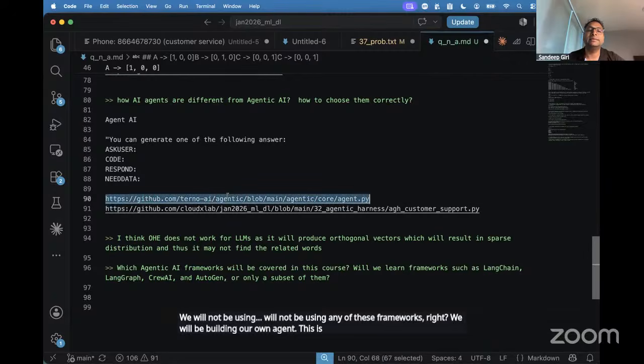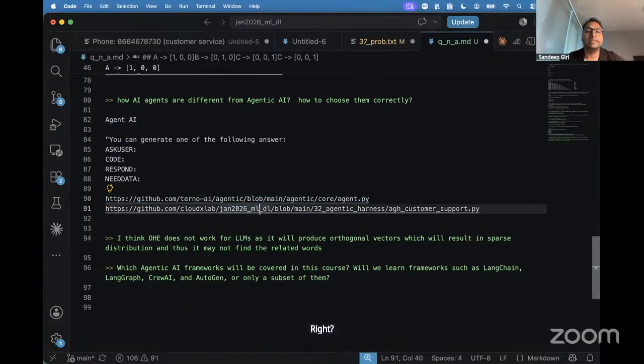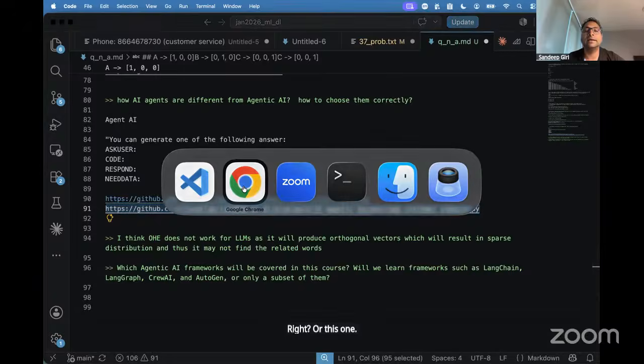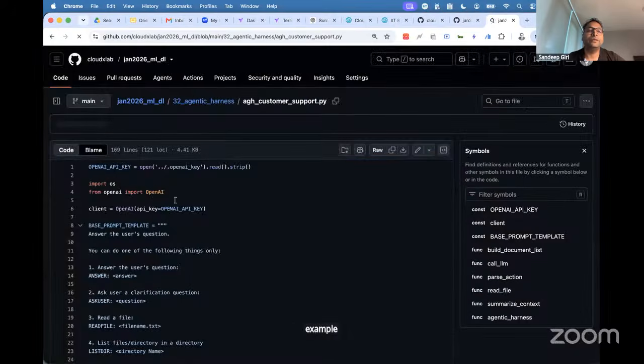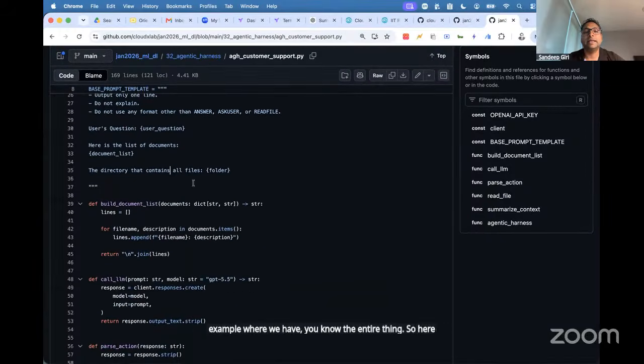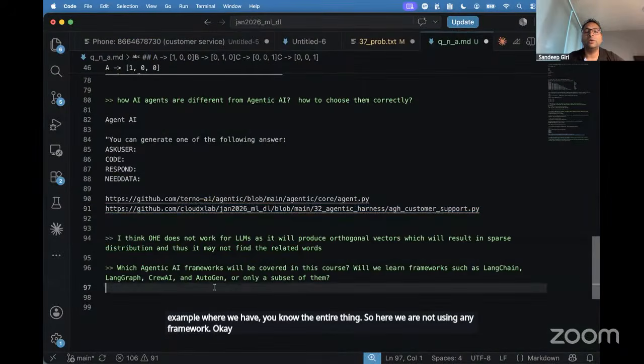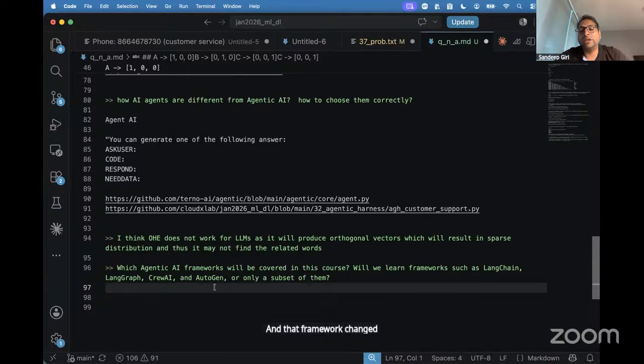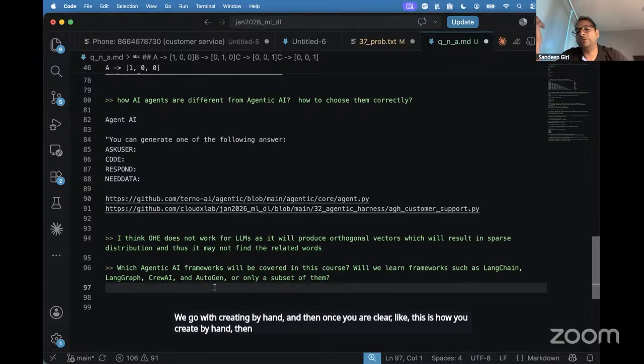This one is the place where you should take a look at inspiration. Or this one is an example where we have the entire thing. Here we are not using any framework. Because what we found is that when people were tied to the frameworks, and the framework changed, their education became useless. Therefore, we go with creating by hand, and once you are clear how you create by hand, then you can move to any of the frameworks.